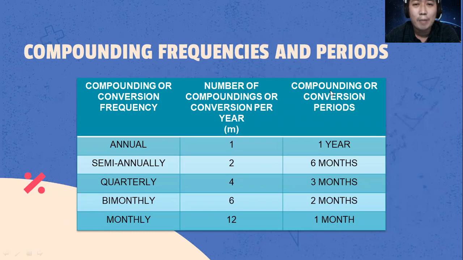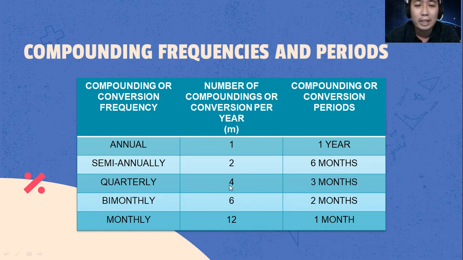So these are the compounding frequencies and periods. These are compounding or conversion frequency. When we say annual, that means the number of compoundings or conversions per year is 1. Then the compounding or conversion period is 1 year. That means there's only one payment for the whole year. Semi-annual, the number of compoundings or conversions per year is 2. That means you are going to pay every 6 months.